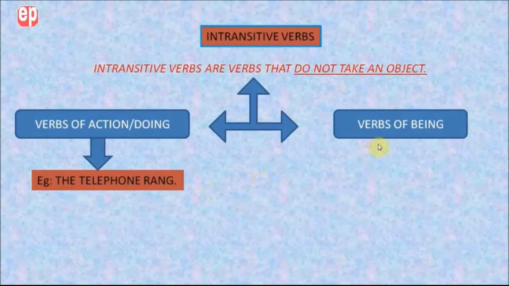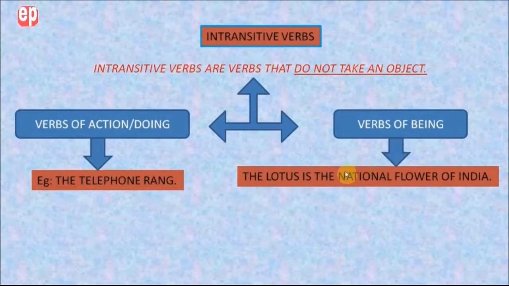Now let's move on to verbs of being. Let's look at the example. The lotus is the national flower of India. The verb is expresses a state of being and is called a verb of being. The verb is links the subject to the rest of the sentence. The complement, the national flower of India, refers to the subject, the lotus.